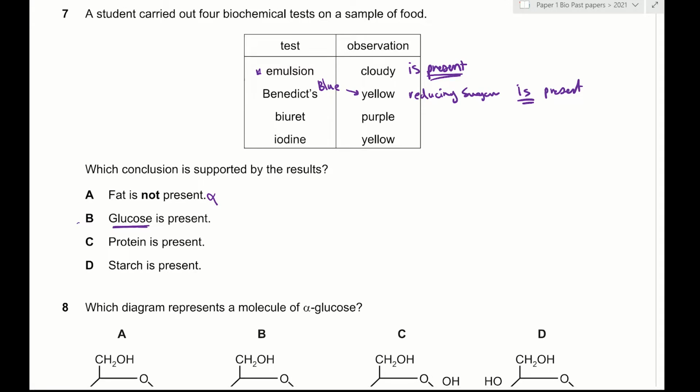C, protein is present. Here we have the Biuret test and the solution turned from blue to purple. This means it's positive for protein presence, and the answer is going to be C.